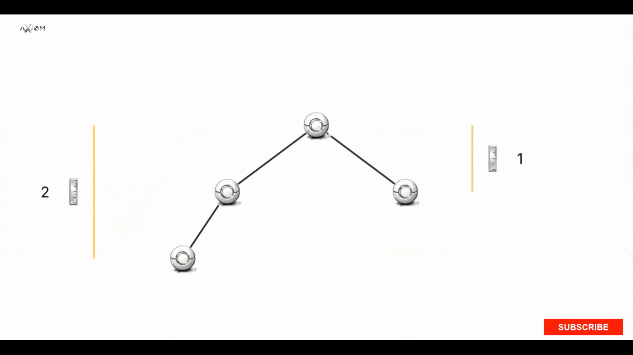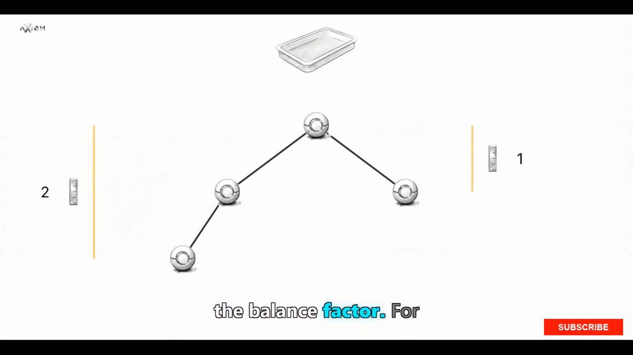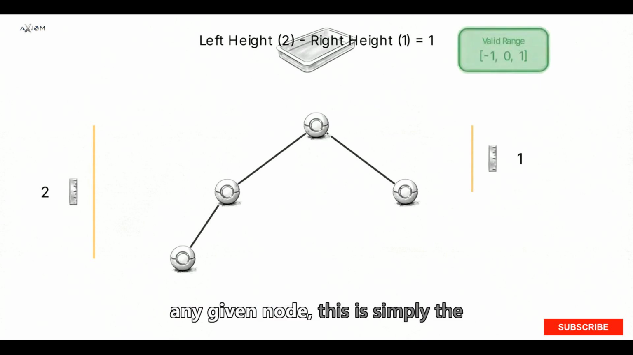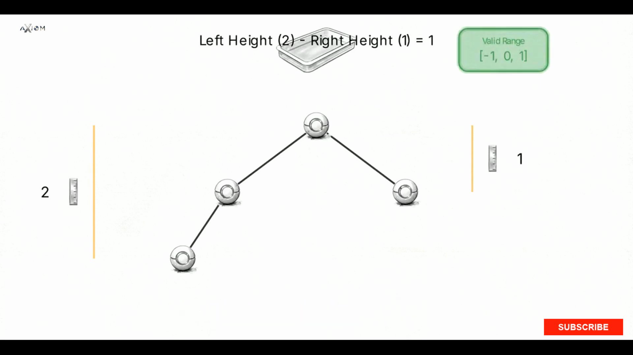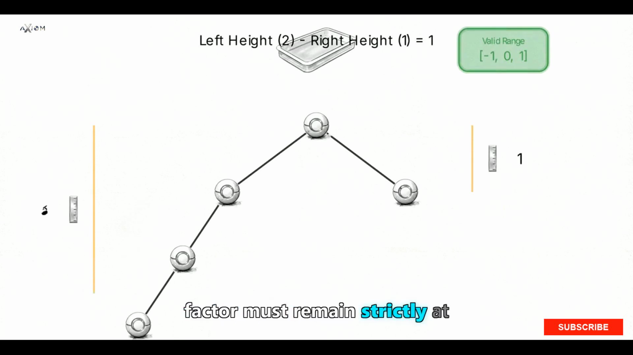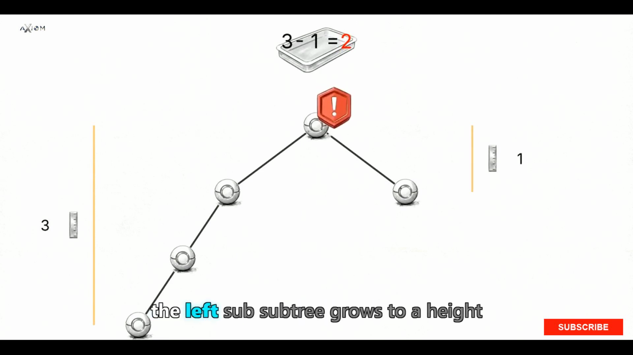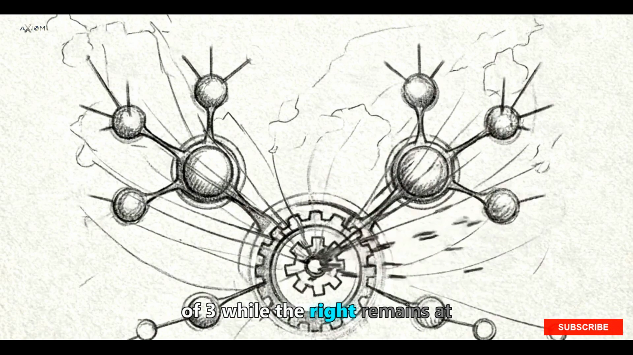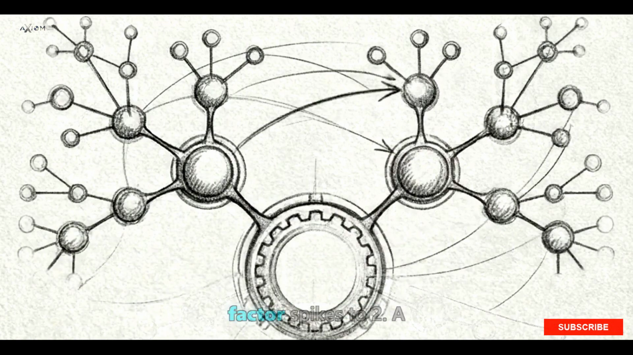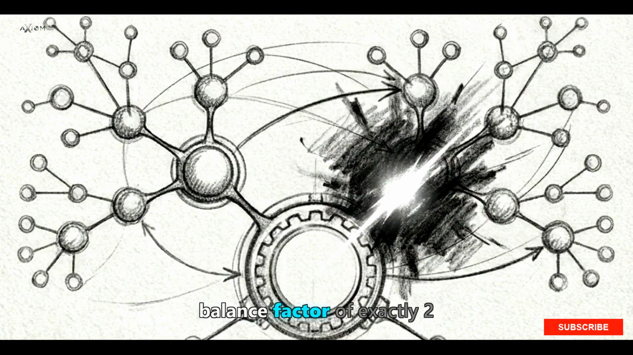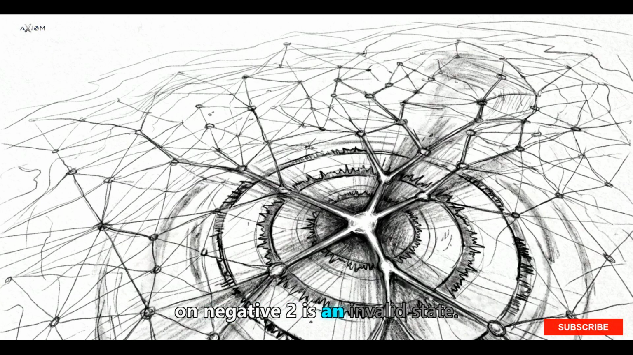The specific local rule that governs the AVL tree is the balance factor. For any given node, this is simply the height difference between its left and right subtrees. In a valid AVL tree, this factor must remain strictly at -1, 0, or 1. When a new node is inserted, it can increase the height of a branch. If the left subtree grows to a height of 3 while the right remains at 1, the root's balance factor spikes to 2. A balance factor of exactly 2 or -2 is an invalid state. This immediately pauses the insertion process to trigger a rebalancing operation.